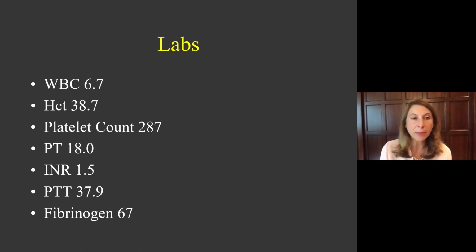You obtain some labs. She has a white count of 6.7, hematocrit of 38.7, platelet count in the 200s, PT of 18 with an INR of 1.5 and a PTT of 37.9. So she has abnormal coagulation parameters. You get a fibrinogen and it's low at 67. So we've moved on from von Willebrand factor, platelets, to the secondary hemostasis with coagulation abnormalities. And now we're in that final stage of secondary hemostasis when you would have problems with fibrinogen.